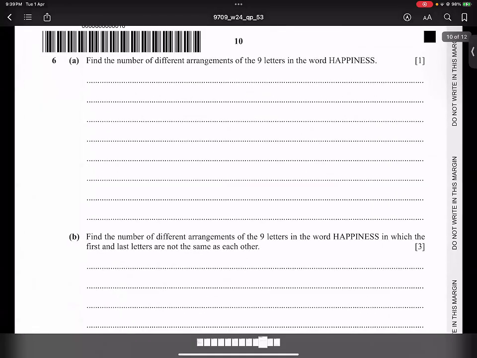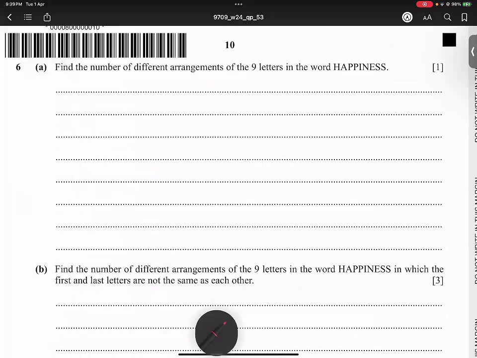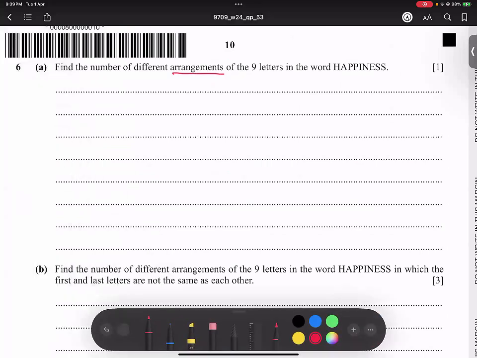The next question we have is number 6. Find the number of different arrangements. You know, when the word arrangement comes, students, this means permutation. So whenever arrangement, permutation. And the main part here: the 9 letters of the word happiness. We will just see which letters are repeating. So 2 P's are there, and 2 S's are there, and the others are 5. So 5 others, and the total is naturally 9.